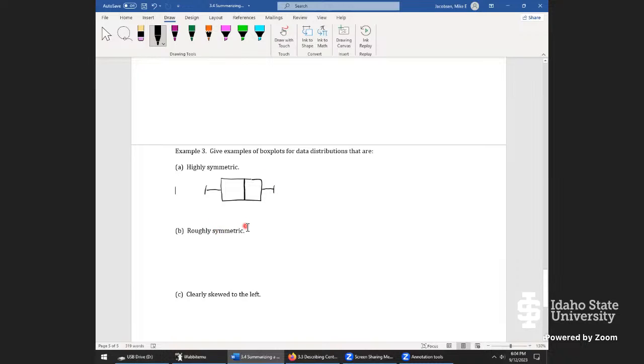First, with rough symmetry, all I have to do is move this bar closer to either quartile 3, like in this case, or to quartile 1 over here. So if something is roughly symmetric, it could look a bit more like this.